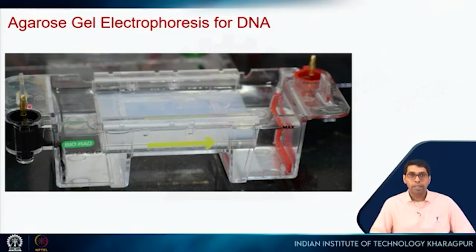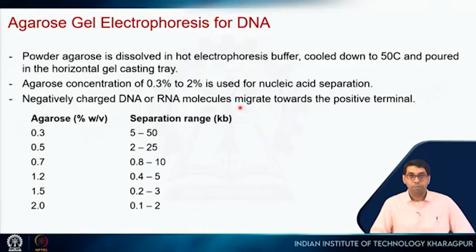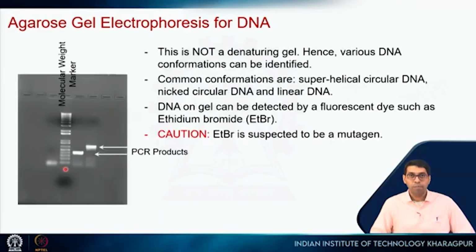Again, this will be the negatively charged terminal and this will be the positively charged terminal. You can see there are small holes here. You load your samples here and then they will migrate from this end to this end, because DNA will be negatively charged. Depending on the sample size, you will use different percentages of agarose. This is the weight by volume percentage of your agarose.